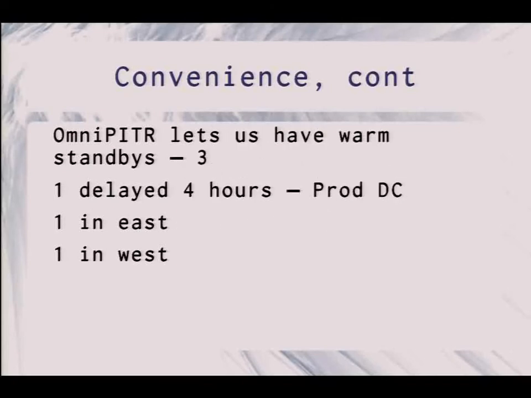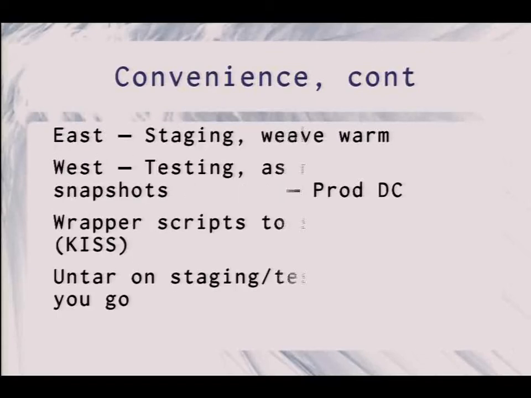So I have three warm standbys from our one production data center. I have one that's delayed, just because sometimes people can do something weird, or sometimes an app can have a bug, and if it mangles data or drops it, I can play right up to that moment and then stop and have a database that's lost possibly a little bit of data but isn't nearly as horribly mangled as it could have been. And then we have our staging in East and our testing in a West Coast data center out in the cloud. And this lets me keep those in sync actually really well.